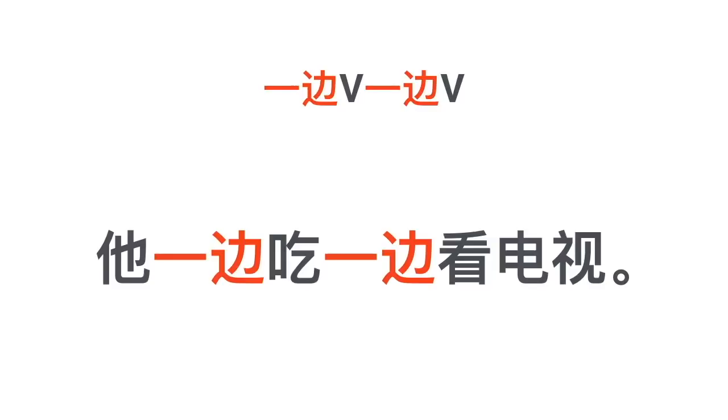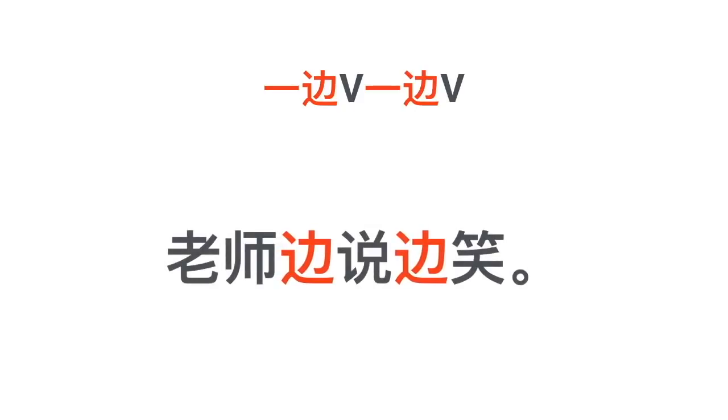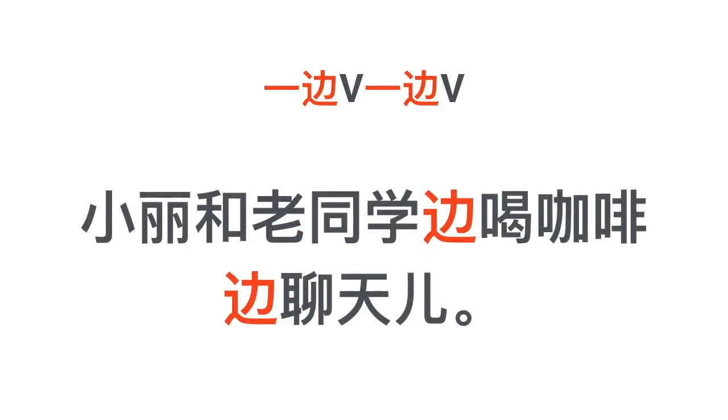他在做什么？他一边吃一边看电视。More examples. 老师边说边笑。Notice how 一边 is shortened to just 边, 一 is omitted. 小丽和老同学边喝咖啡边聊天。Spending good times together with old classmates.